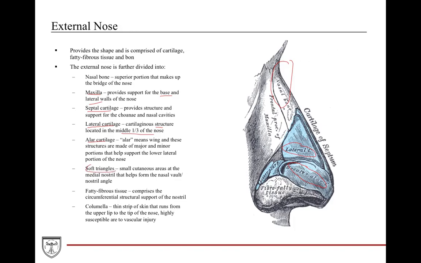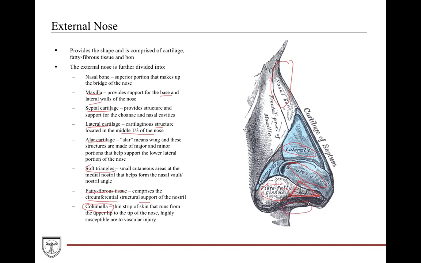You get your soft triangles, which are not really visualized here, and that's just like a small cutaneous area that helps define a very important aspect of the nostrils. And then you also have fatty fibrous tissue that comprises a circumferential structure around the nostril, so right around here. It helps define that wing of the nose, more or less. And then you also have a structure called the columella, and the columella is right around here.